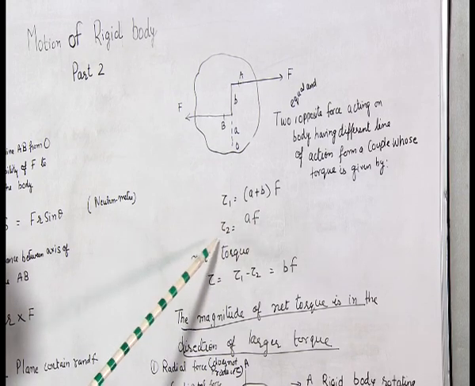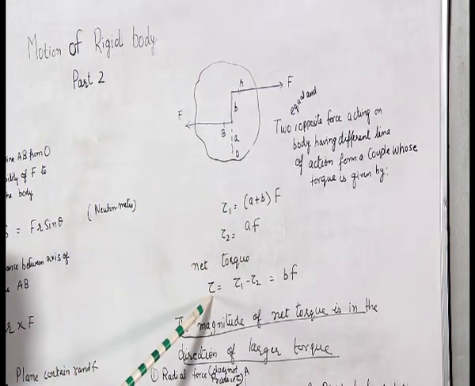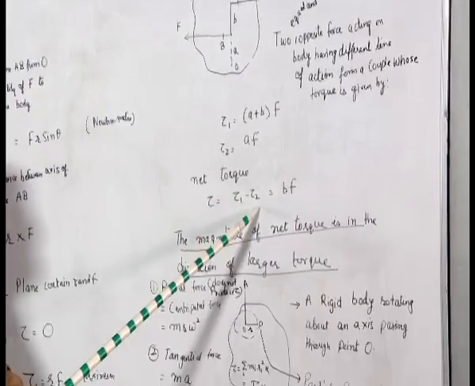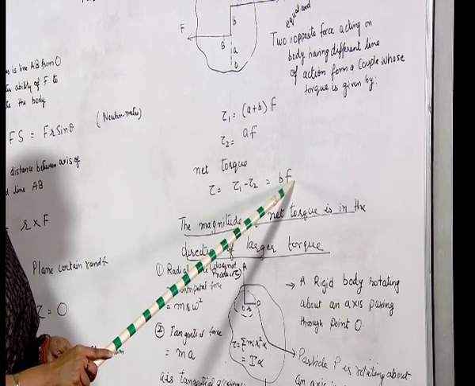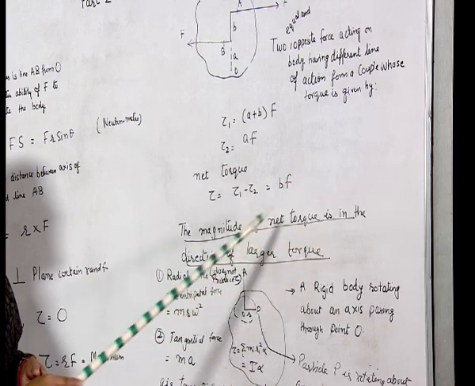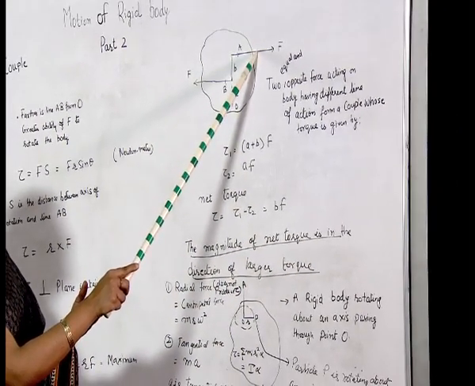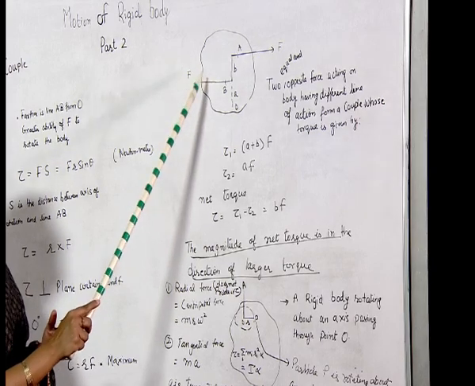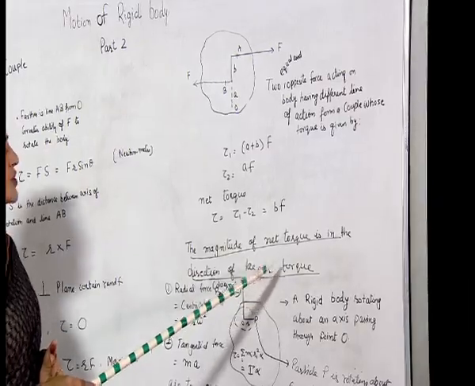We will calculate the net torque applied on this lamina. This is equal to tau 1 minus tau 2. What do we get? We get B F. Therefore, the magnitude of the net torque is in the direction of the larger torque. Here it is a larger torque, there it is a smaller torque. Therefore, the net torque is applied in the direction of the larger torque.